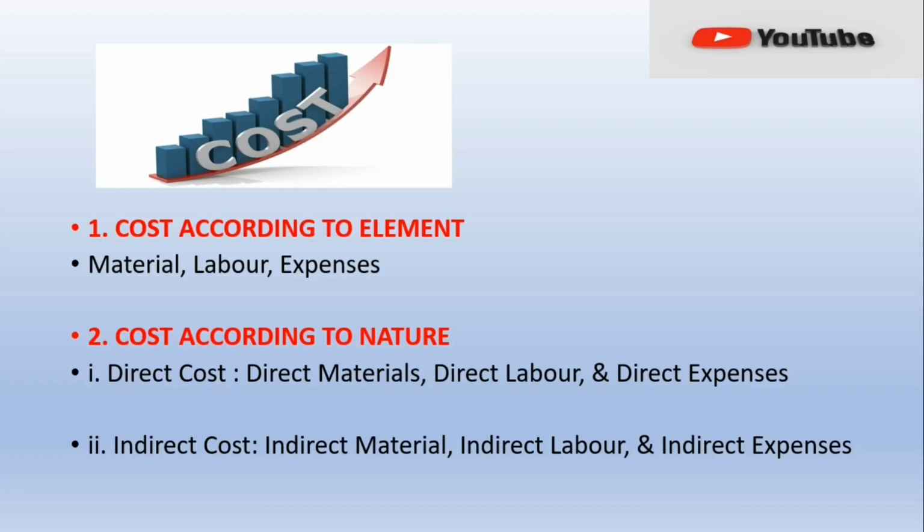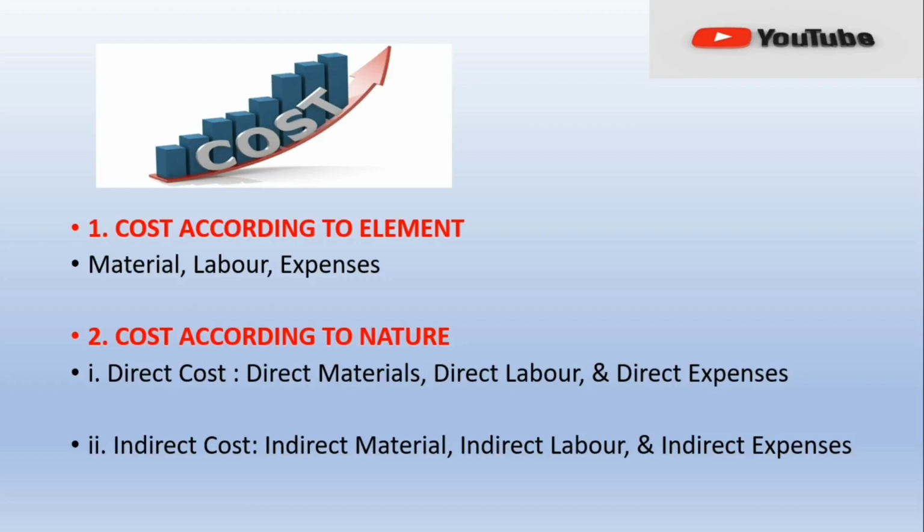Then the next one, which is indirect expenses. These are the expenses that are incurred in general and not for the production of a specific cost unit. For instance, we have selling and distribution expenses such as advertisement, salesmen's salaries, delivery expenses, etc. Under indirect expenses as well, we have administrative expenses such as stationery, audit fees, salaries, etc.